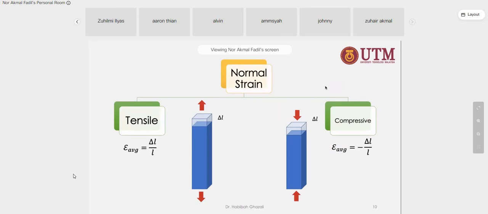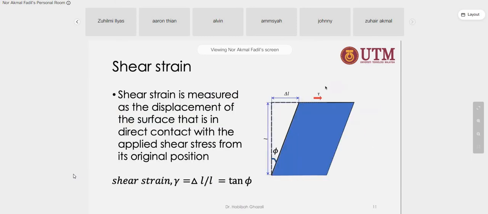strain. Normal strain, we have two. One is tensile strain and another one is compressive strain. Still the same except the sign is negative, showing the decrease in the length in the direction of the load.